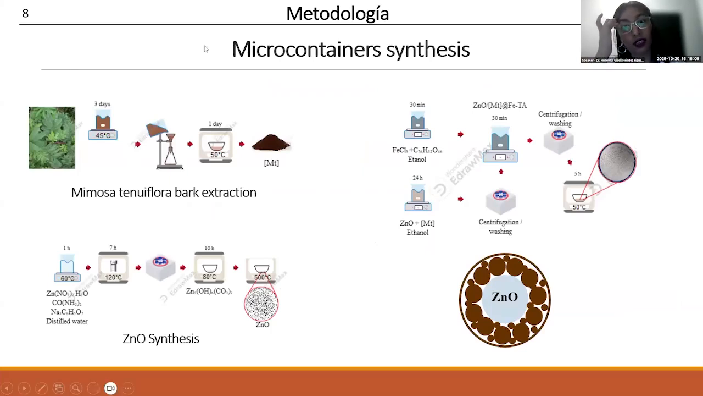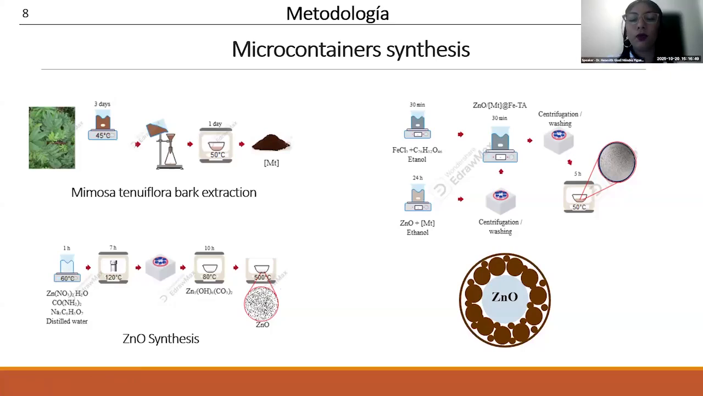So first here, it is the synthesis method for the microcontainers. In the first step, the extraction of the Mimosa tenuiflora bark active substances was done using ethanol. Then the synthesis of zinc oxide was made with the hydrothermal synthesis, where we control the temperature and pressure to obtain a mesoporous structure.